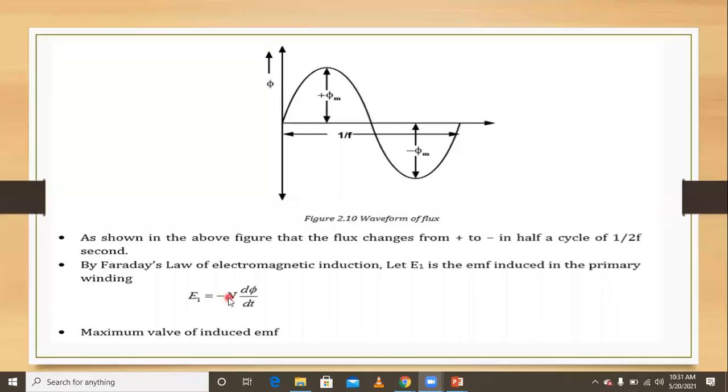According to Faraday's law of electromagnetic induction, E1 is equal to minus N into d phi by dt. The minus sign indicates the opposite effect, because N d phi by dt is balanced against the supply voltage. So V1 and E1 are exactly opposite to each other.